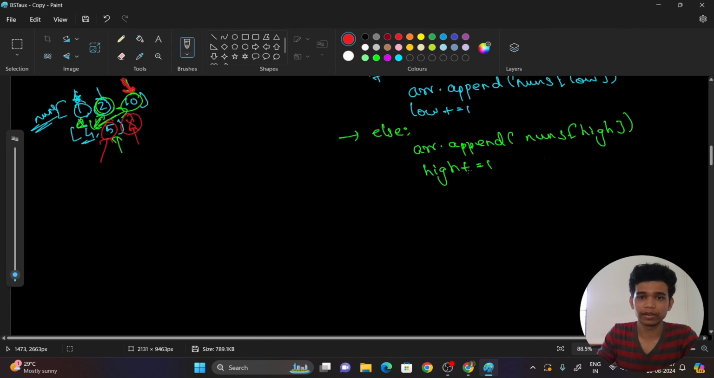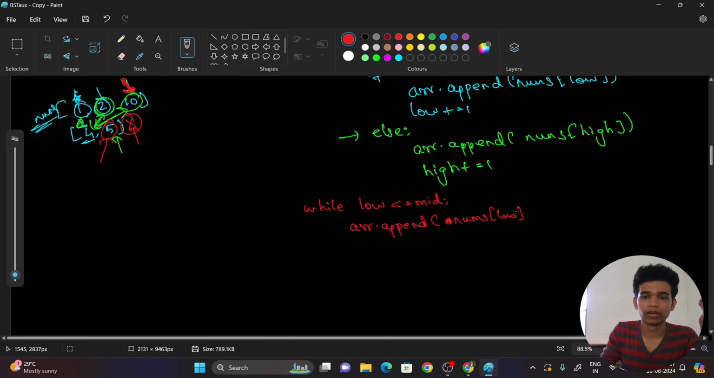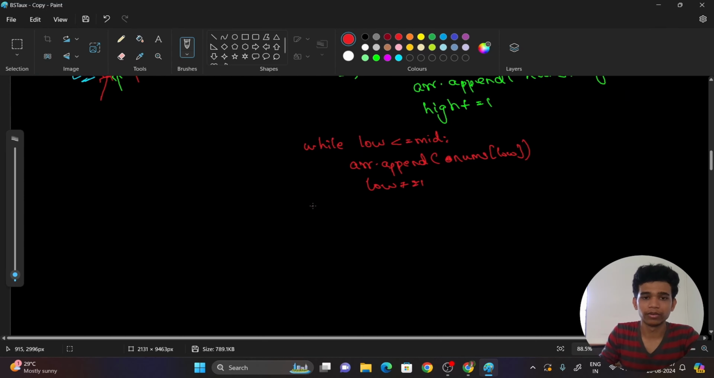How to fill the remaining elements? I want to check whether, while my low pointer is less than or equal to mid. If it is less than or equal to mid, what does it signify? My low pointer hasn't finished, right? It still has some elements. So ARR dot append nums of low and do a low plus 1. Can you understand this?